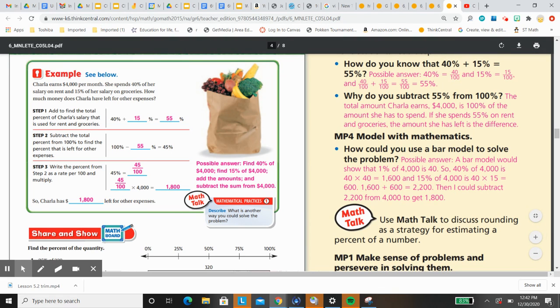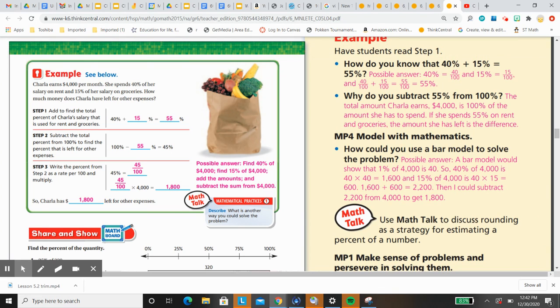Okay? All right. I know I went through that problem really fast, but I want you to understand that your total amount is the same thing as 100%. That is the key to really understanding percents.